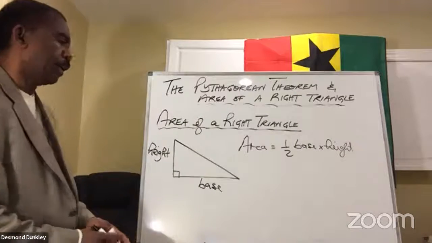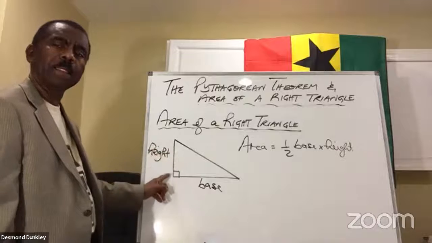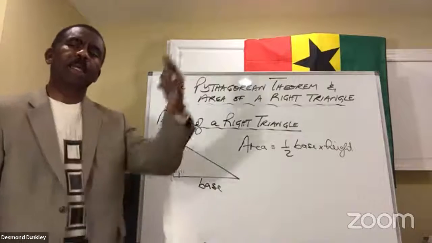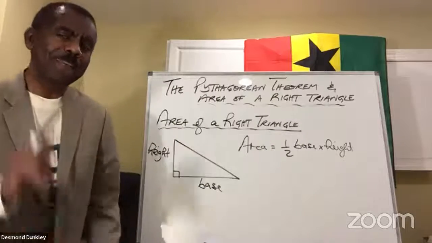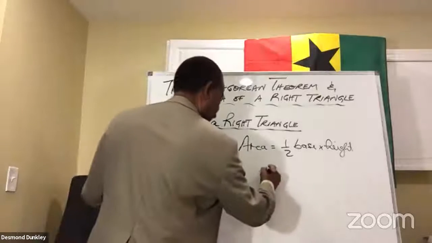What does that mean? The area is obtained by finding the two legs and multiplying the two legs and dividing by 2. If you look at this, you'll see something. There's a sidebar. Look at this.